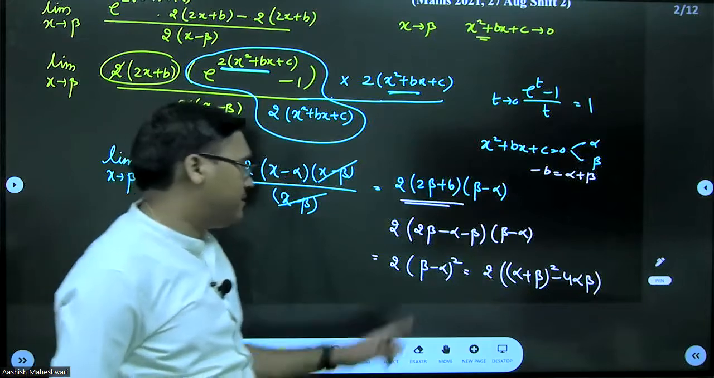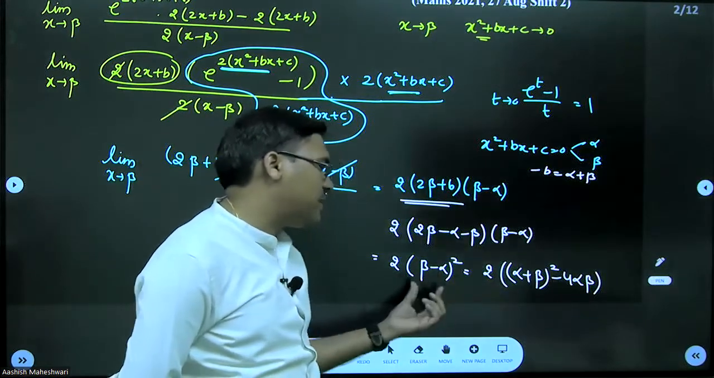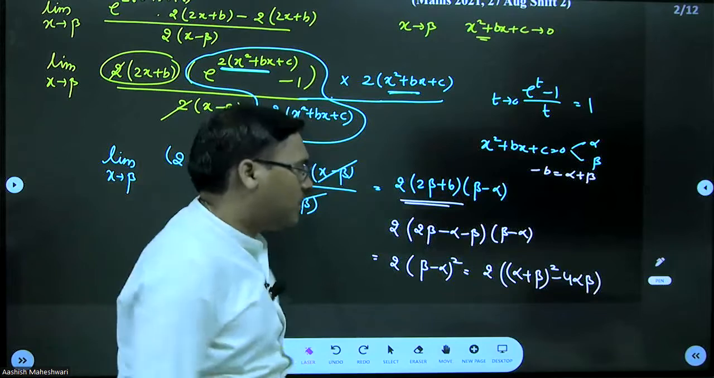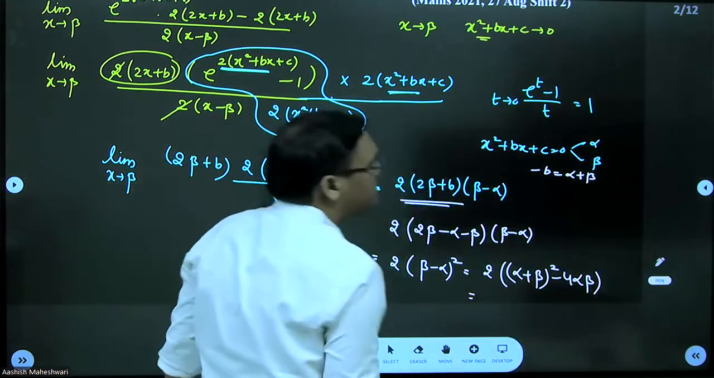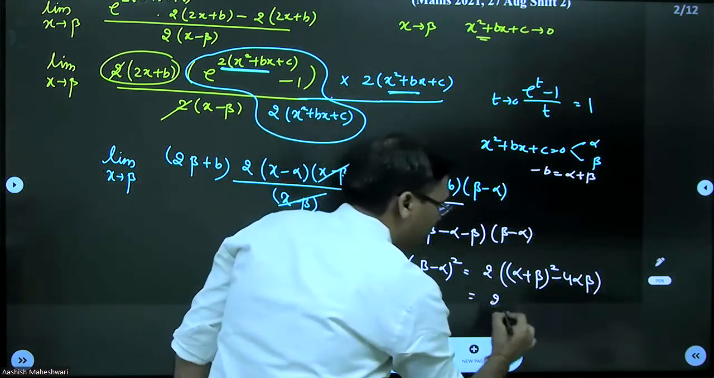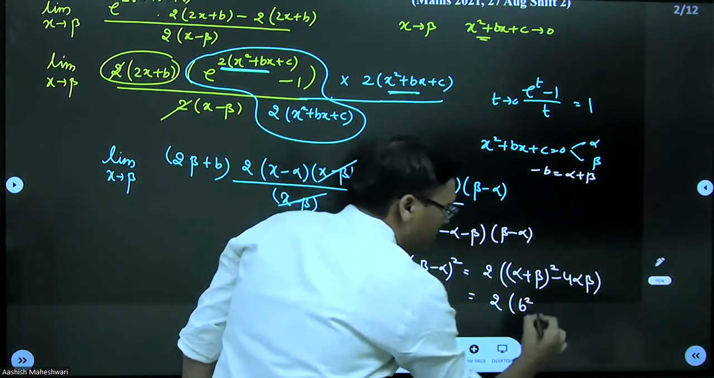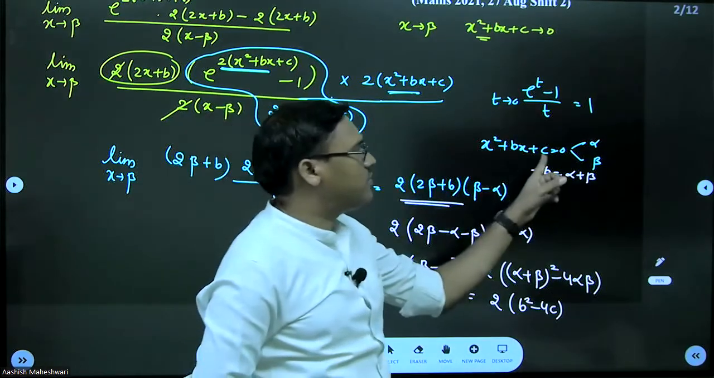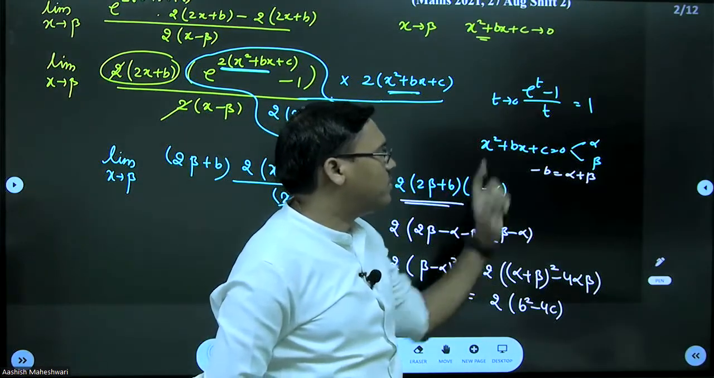I hope this is clear. This is (a minus b) square. This is (a plus b) square minus 4ab. Now what is alpha plus beta? This is minus b. So this is 2 times b square minus 4c, right? Alpha beta, the product of roots is c and sum of roots is equal to minus b.